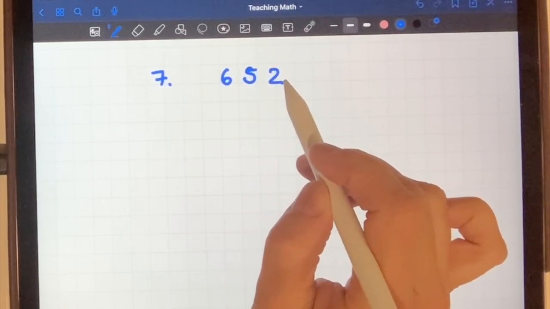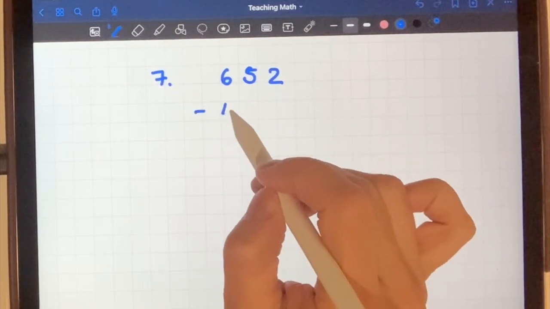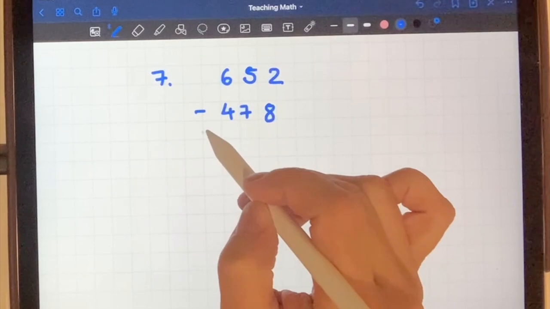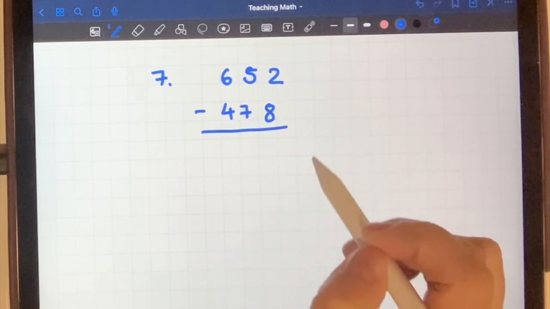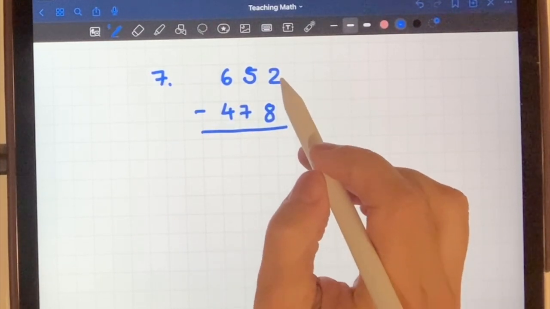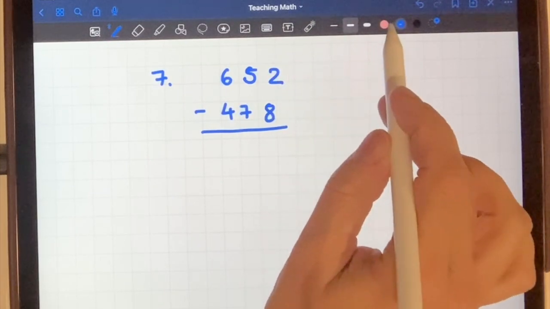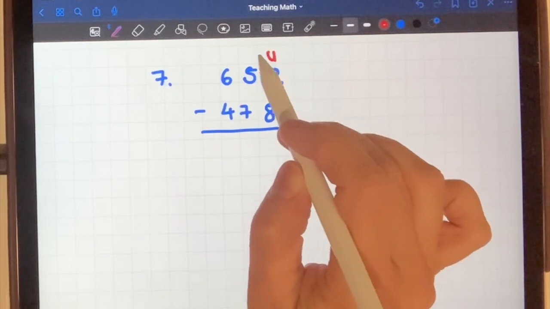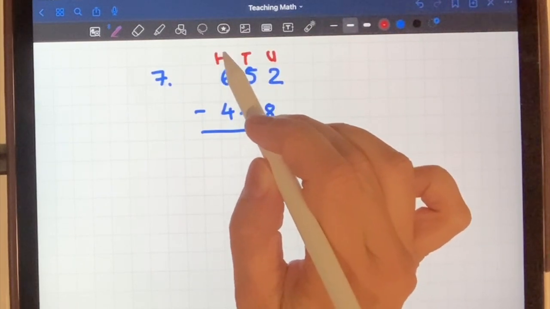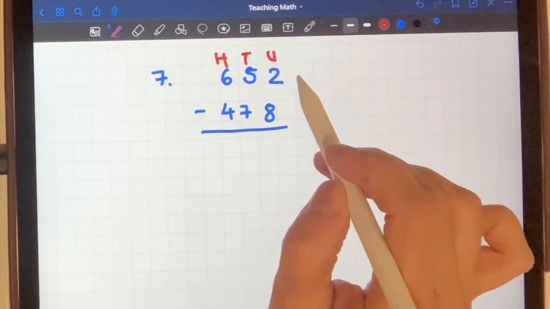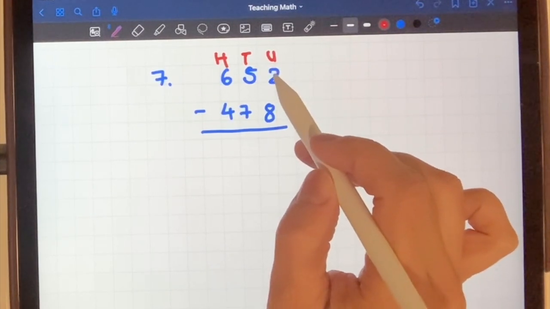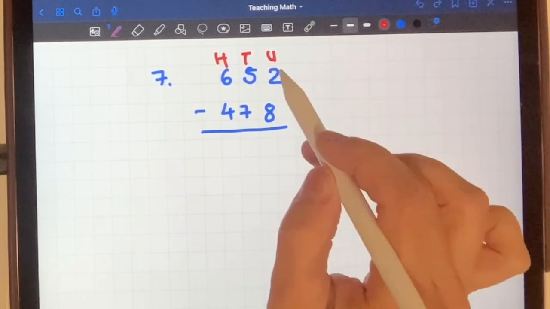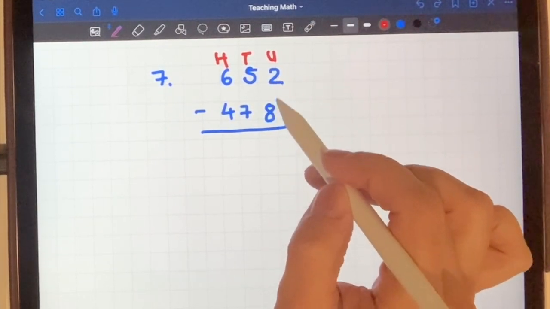652 minus 478. Okay, so now we, in our units, you know what, let's add in our little column reminders, units, tens, hundreds. Okay, so in our units column, we've essentially got 2 minus 8, and so we say we can't do that.